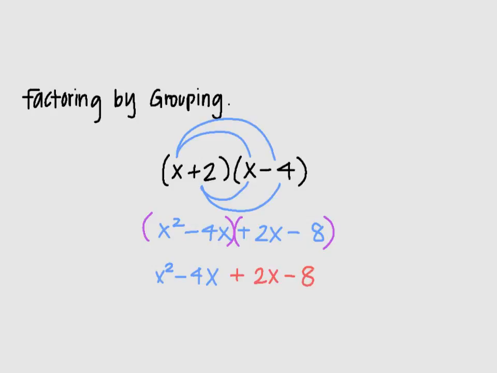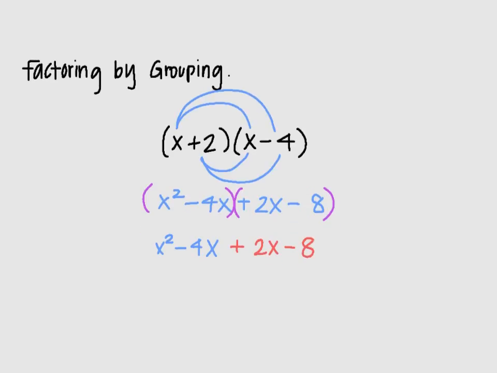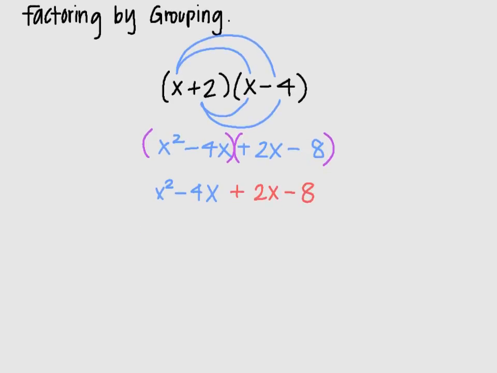So what I'm going to do first is factor out the greatest common factor of the first 2 terms. So if I look at x squared minus 4x, in both of those terms what they have in common is the variable x. Both x squared and negative 4x have an x in common, so I'm going to factor out an x. So that's equivalent to saying x times x minus 4.